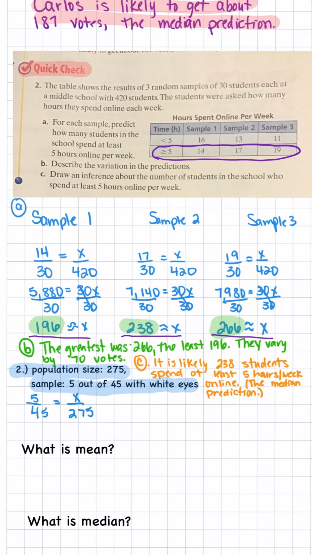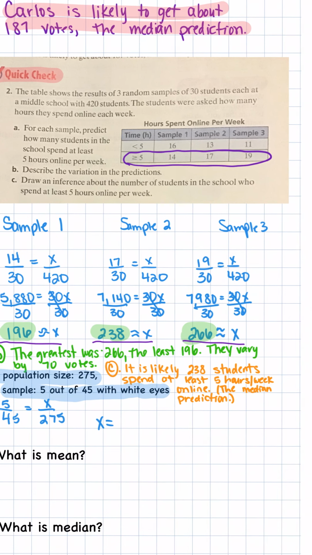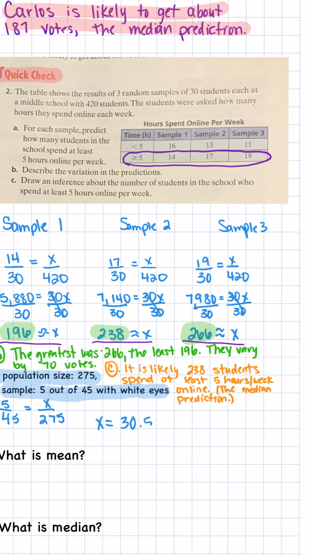So I did 275 times 5, got 1,375. Divide that by 45. X equals 30.5555. So I'm going to round. 5 makes it round up. I'll just put this down. So 5 makes it go up, therefore 31. So about 31 of the whole population should have white eyes.